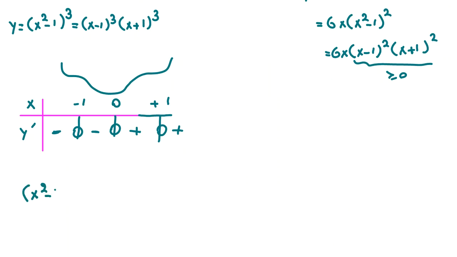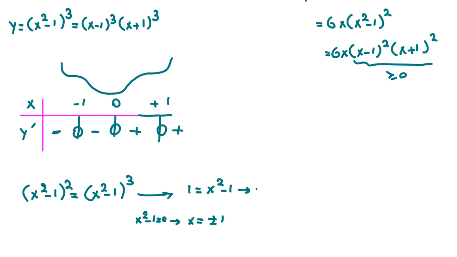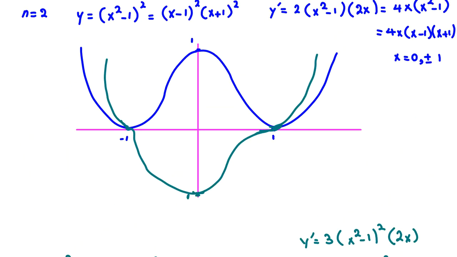x squared minus 1 squared equals x squared minus 1 to the power of 3. So we can divide by x squared minus 1. So first case, x squared minus 1 is 0. So x equals plus or minus 1, 1 intersection. If it is not 0, you can divide. It will be 1 equals x squared minus 1. So x squared equals 2. So x equals plus or minus root 2. Okay, so we have another equation, another intersection.